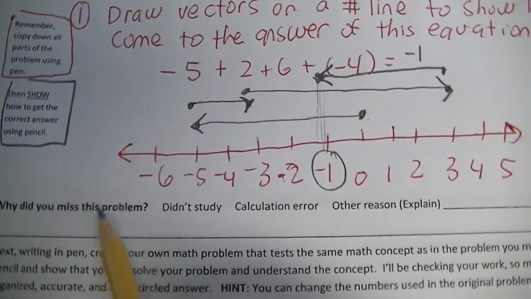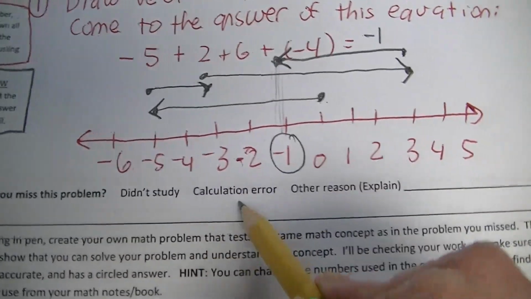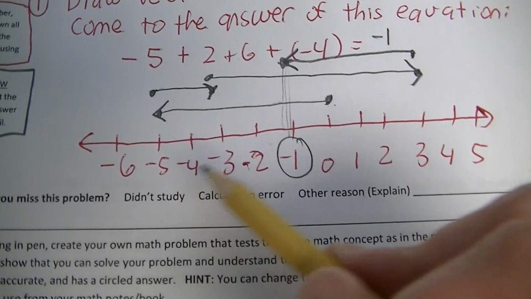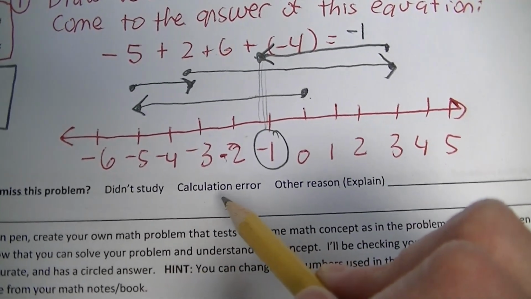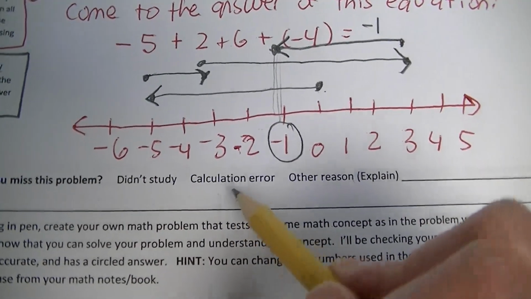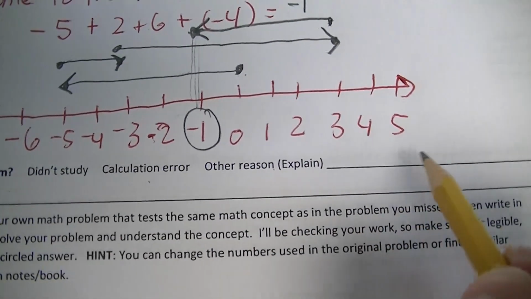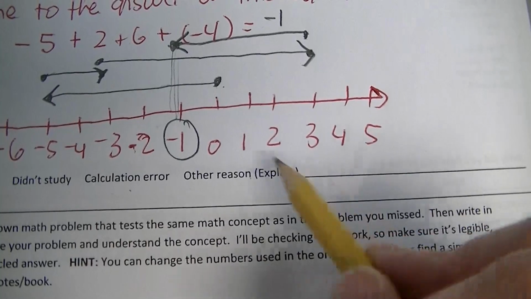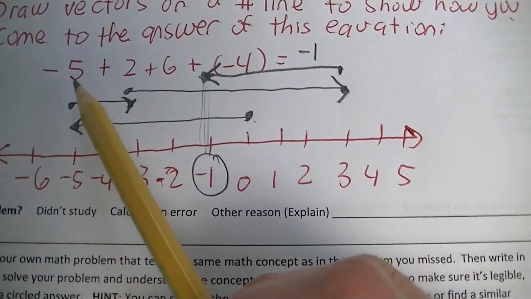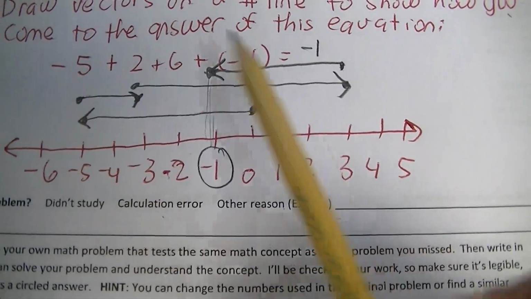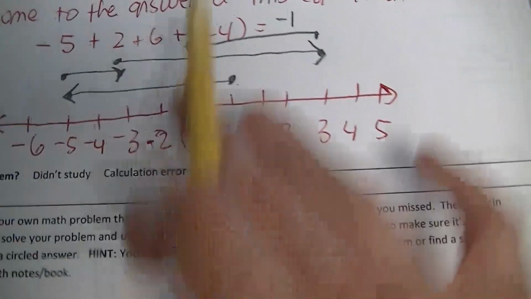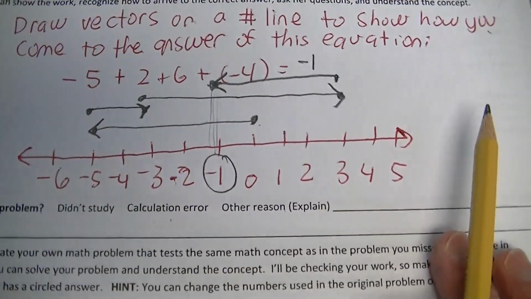Then this part, why did you miss this problem? So circle any one of these 3 options right here. If you didn't study and that's why you missed it, you could circle that. A calculation error would be you added or subtracted wrong or performed some operation incorrectly. And if there's another reason, I want you to explain it right here so that I could better help you. So maybe you read the problem wrong, you thought this negative 5 was a negative 6. I don't know, just explain so that I can help you correct any misconceptions, okay?